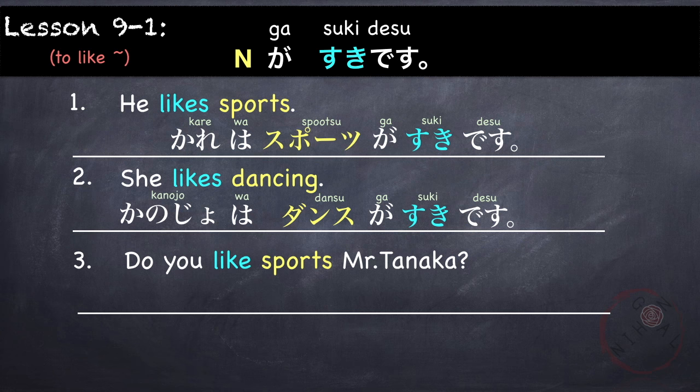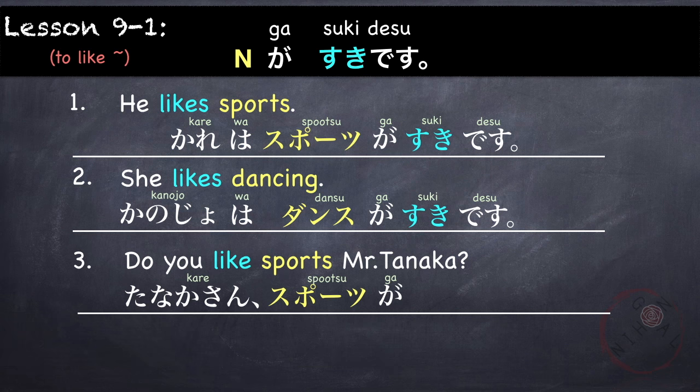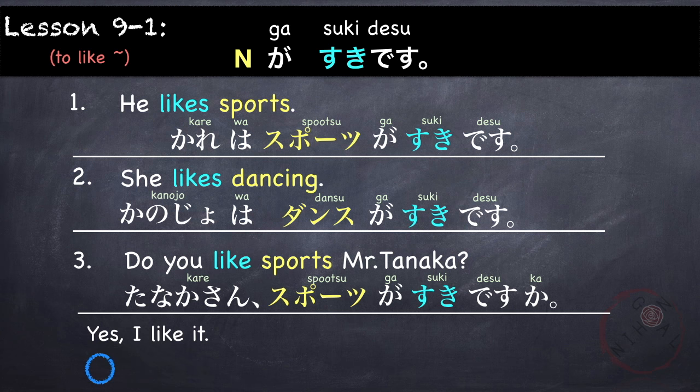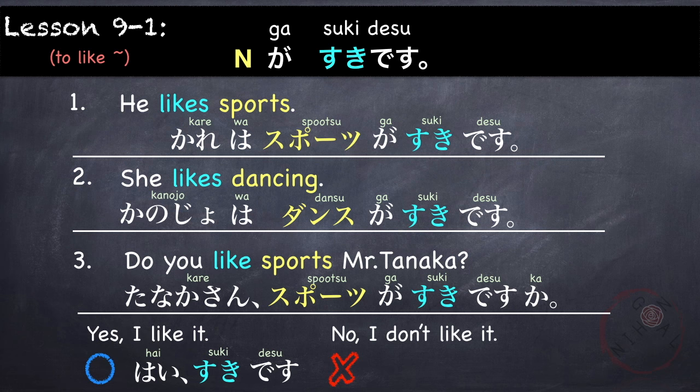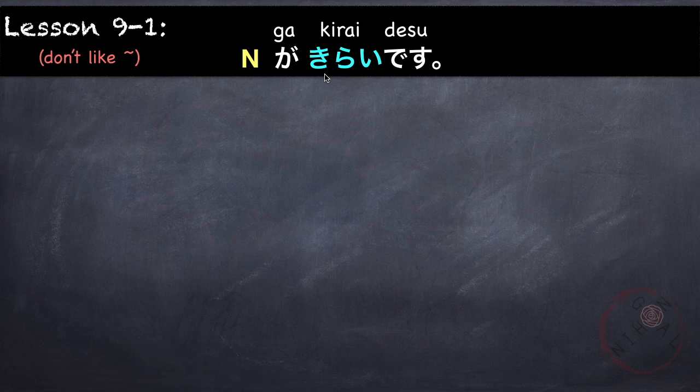In this example, do you like sports, Mr. Tanaka? So we are asking Mr. Tanaka if he likes sports. 田中さん、スポーツが好きですか? You can answer by, yes, I like it, which is はい、好きです。If not, no, I don't like it. いいえ、好きじゃありません。So we replace this with じゃありません。The opposite of 好き is 嫌い, don't like or I hate it.